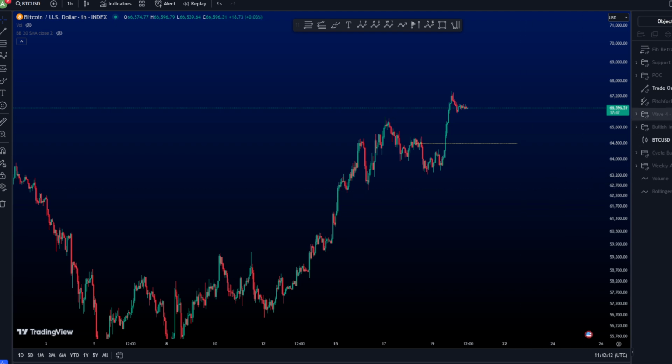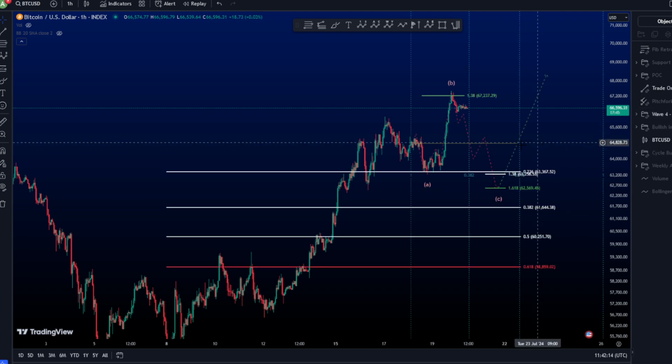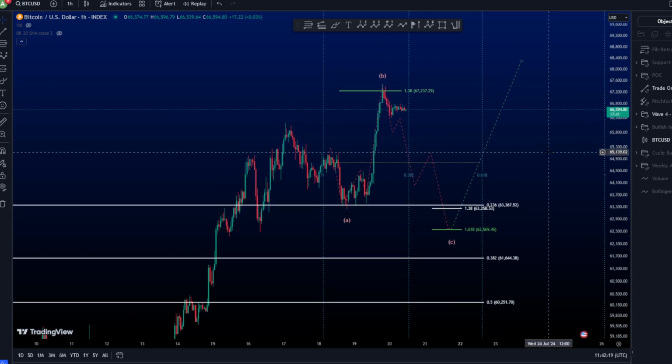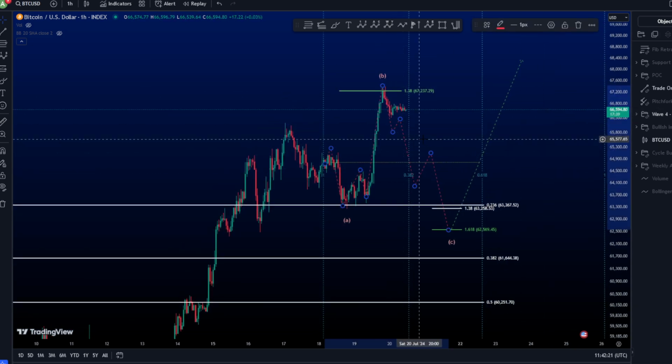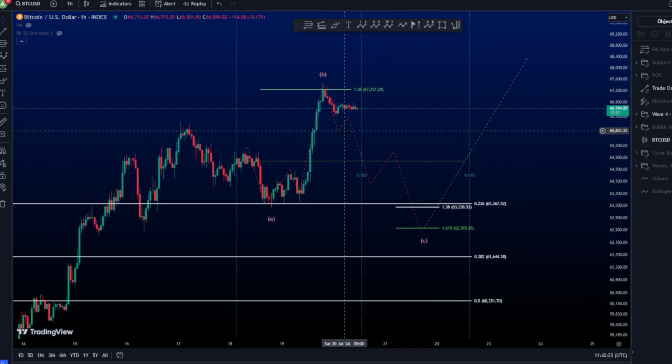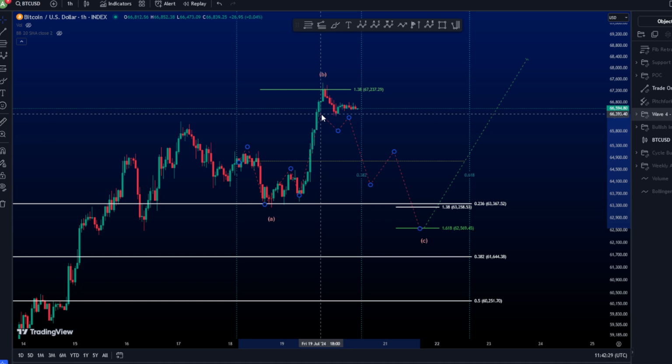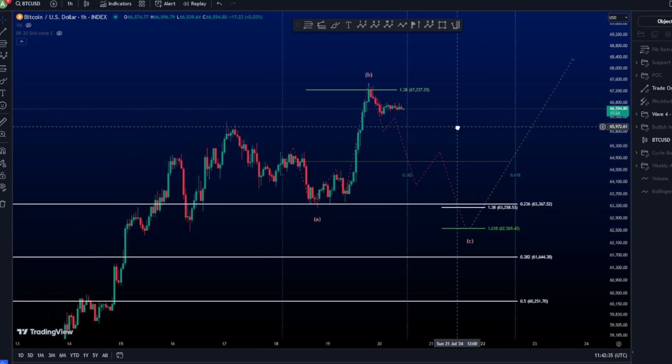Let's close this and let's open this one. So okay, yeah, that was the scenario. It's working perfectly. Of course, I didn't expect it to overshoot to 1.38, an expanded diagonal. I was expecting until here 0.886. That was a very strong wave B.